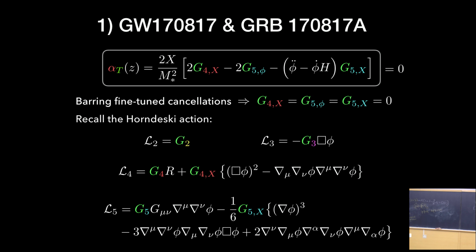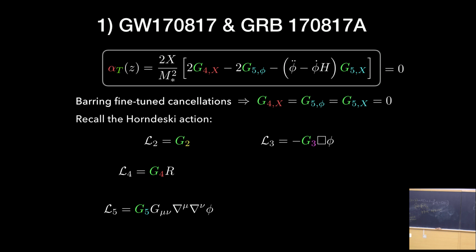Okay, so here it is again. Note that we now know that G4,X is 0. So straight away, that goes. We also know that G5,X is 0. So straight away, all that mess in the last line goes.